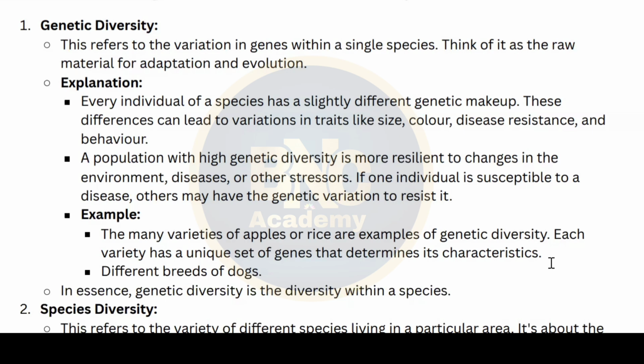So, coming to adaptation, genetic diversity is the foundation of evolution. It allows species to adapt to new conditions over time. And coming to resilience, populations with high genetic diversity are more resilient to disease and environmental changes.